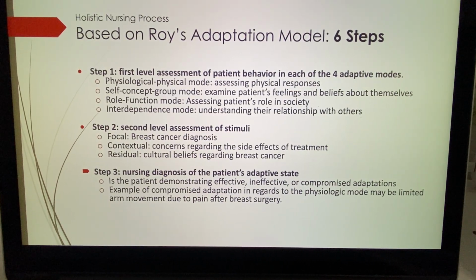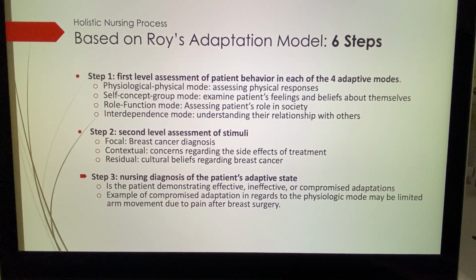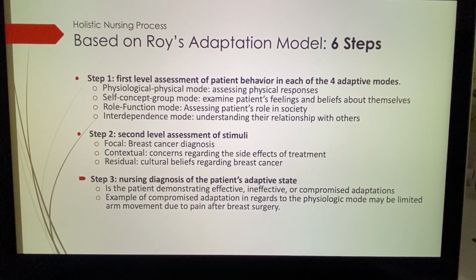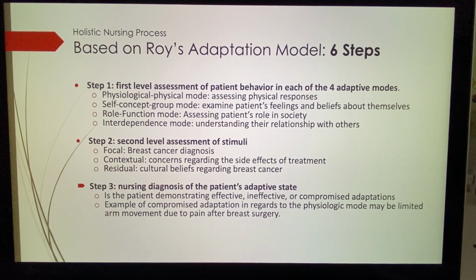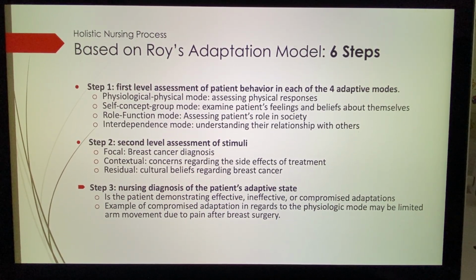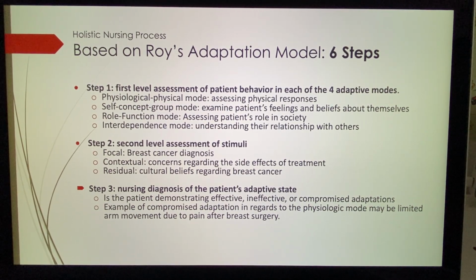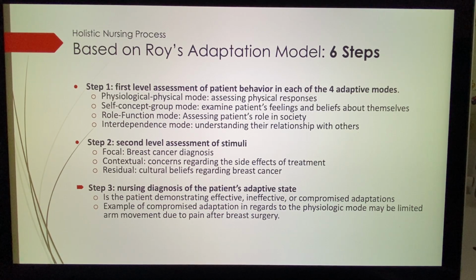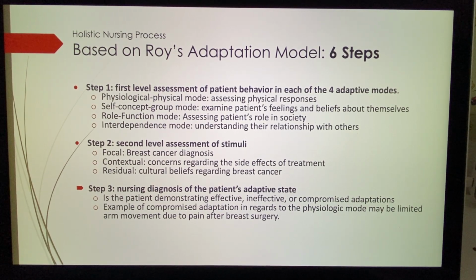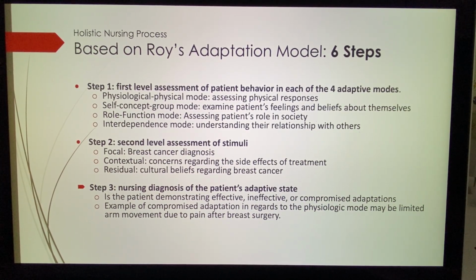Holistic nursing processes, based on Roy's model, use the patient. We're using the patient with breast cancer as the example again. Step one is the first level assessment of patient behavior in each of the four adaptive modes. There's the physical mode, assessing the physical responses like nutrition, endocrine, and respiratory functions. There's the self-concept group mode, which examines the patient's feelings and beliefs about themselves, like body image, self-esteem, or spiritual integrity.